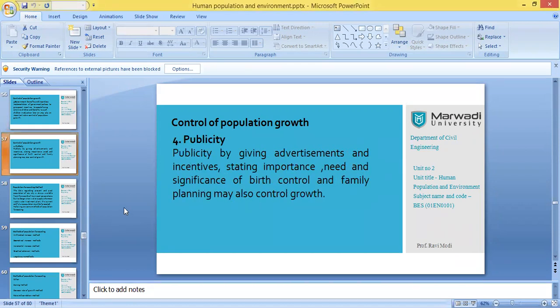And the fourth one is publicity. So publicity by giving advertisements and incentives, again certain type of motivation, stating the importance, need and significance of birth control and family planning may also control the growth of the population to a very large extent. Okay, so again this is a very important point. Please note down. So after this we can move on to the population forecasting.